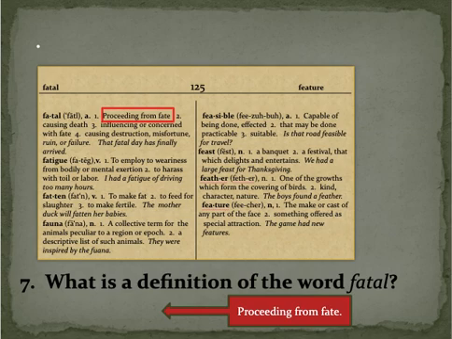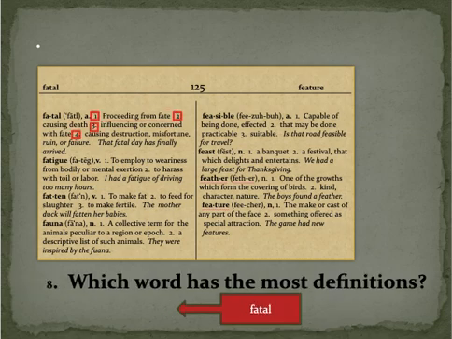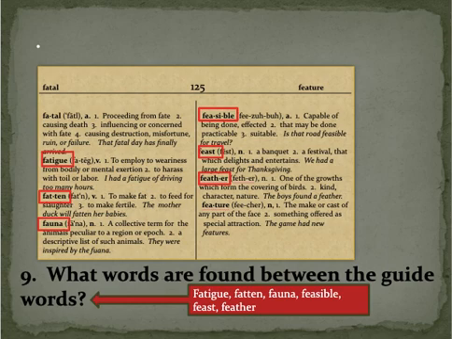And then the definition for fatal, the number 1 definition would be proceeding from fate. But there are multiple meanings. There's definition 1, 2, 3, and 4. And fatal has the most definitions compared to all the other words on that page 125. And words between the guide words, so everything between fatal and feature: fatigue, fatten, fauna, feasible, feast, feather.